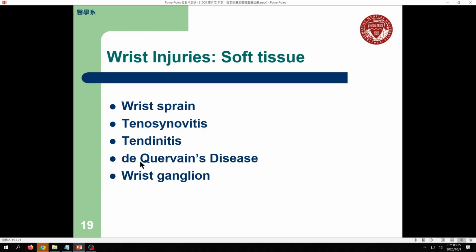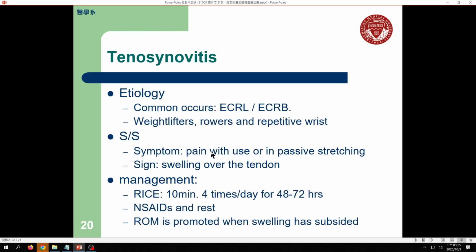And then we're teaching about De Quervain disease and wrist ganglion. That's frequently seen in our outpatient clinic. Generally speaking, tendinopathy is most commonly from the ECRL and ECRB, and the management is always RICE, the same. That's the principle: rest, ice packing, elevation, compression.